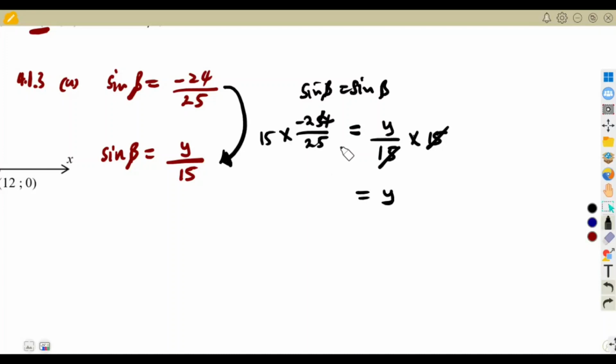That is the case then. So you're going to get negative 72 over 5 if we simplify this properly. Please do that properly on your calculator.